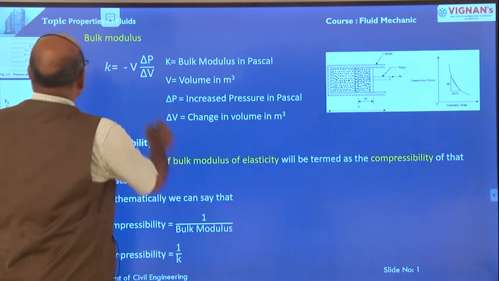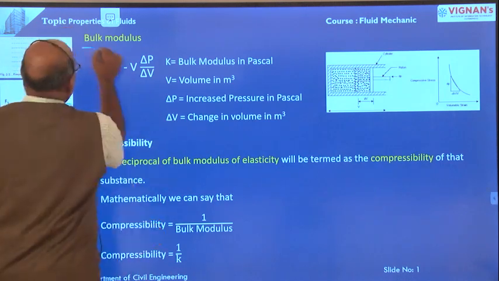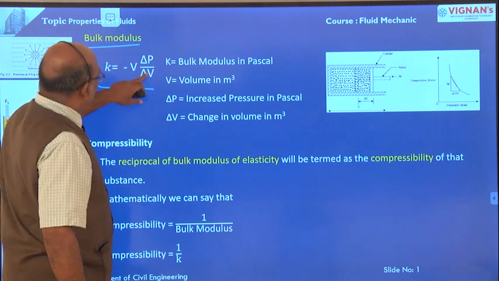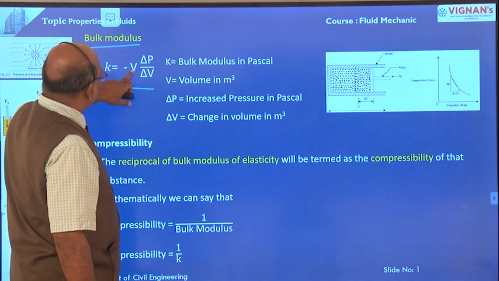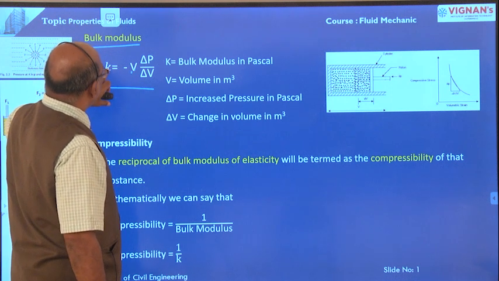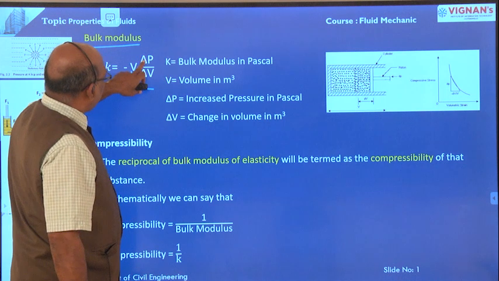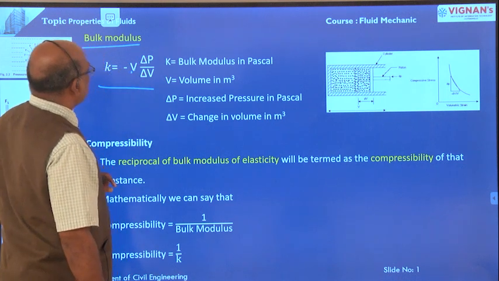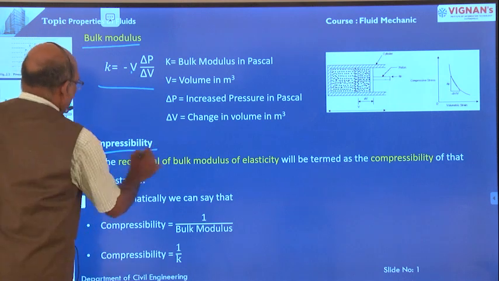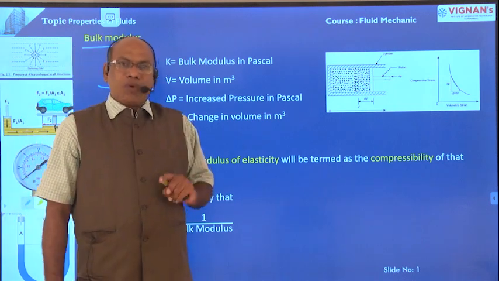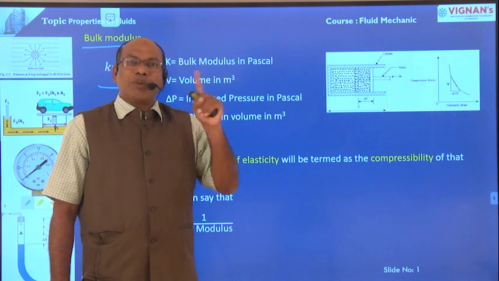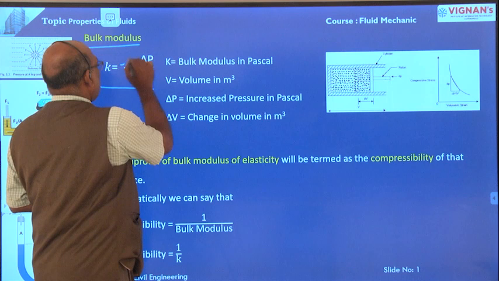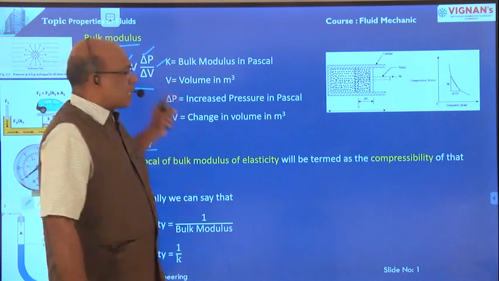Now, the bulk modulus formula. Bulk modulus K is equal to minus V into delta P by delta V. Here V is the volume, that is in meter cube. K is the bulk modulus, that is in Pascal. Delta P is the increased pressure, that is in Pascal. Delta V is the change in volume, that is in meter cube. Our aim is to determine the compressibility. We have determined here the bulk modulus. Bulk modulus K is equal to minus V into delta P by delta V, that is the bulk modulus.